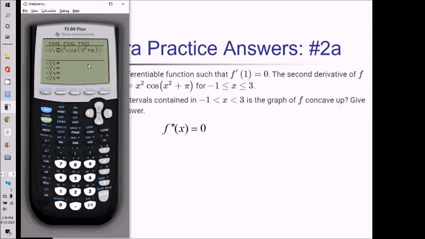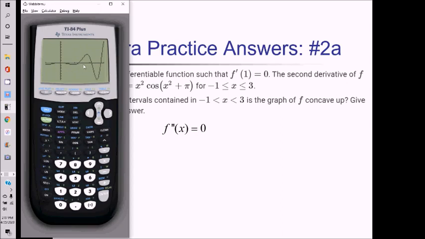So here I am in my y equals. I've put the f double prime function in y1, and I'm now going to graph that on the interval from -1 to 3. Let me go to window, and we'll do -1 to 3 on that one, and zoom 0, zoom fit. Let's see what this thing looks like. So there we are. Looks like it kind of sort of crosses, maybe, a few times over here. It's kind of hard to tell.